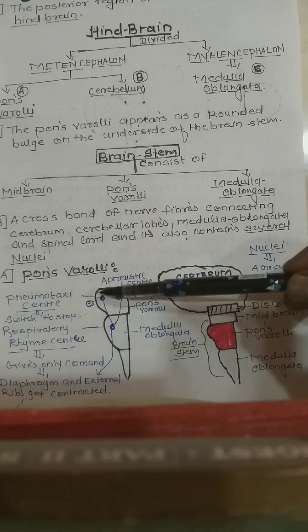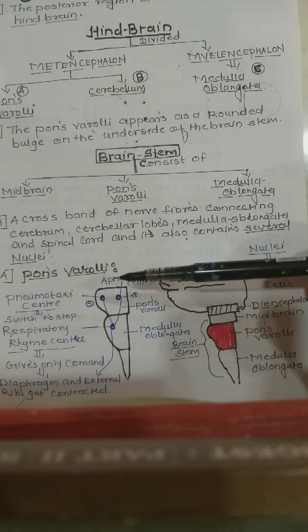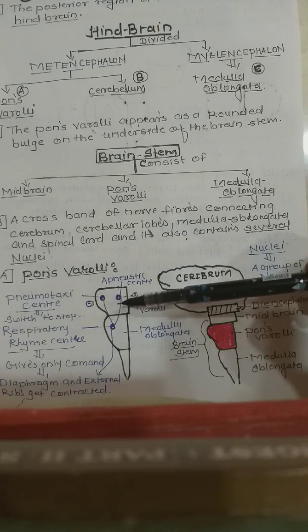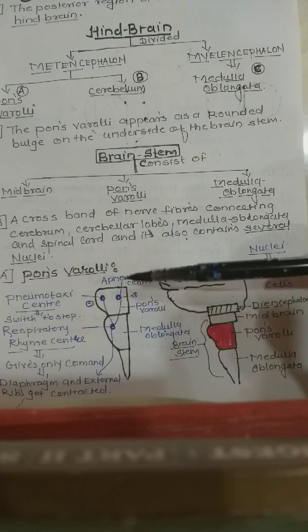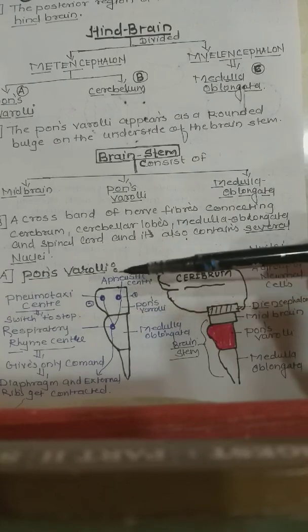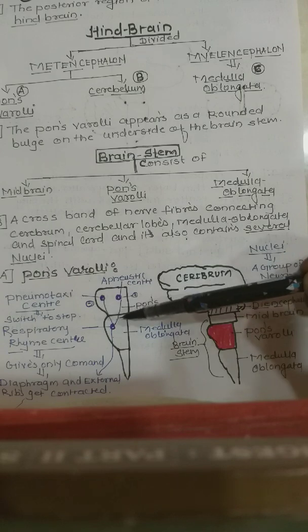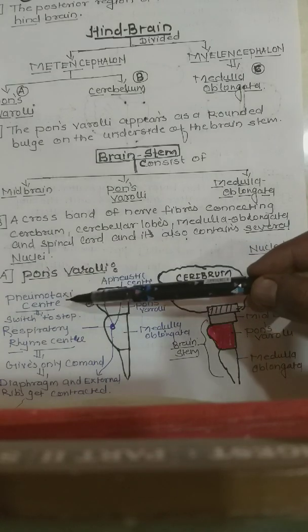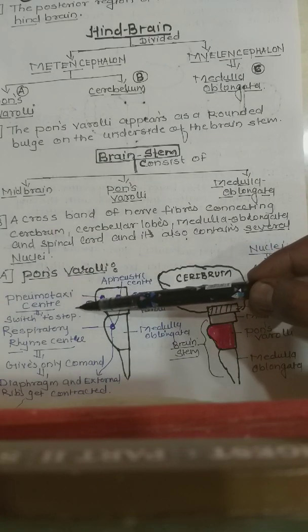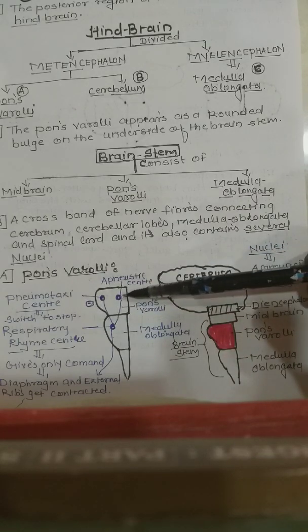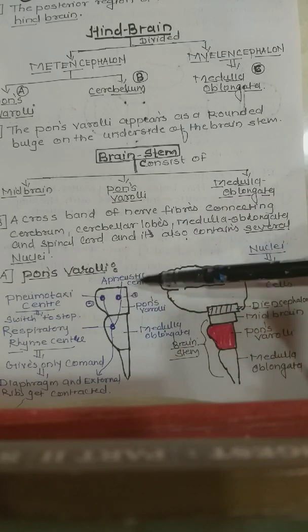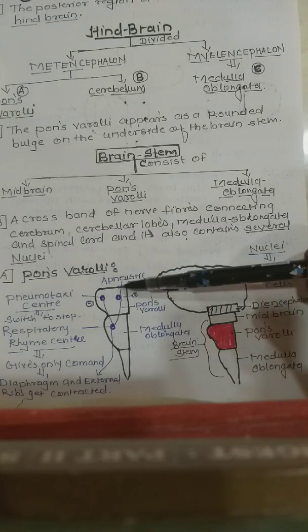There are two main centers present in the pons varolli. This question arises many times in the CET as well as in the NEET. Which are those two centers? They are called the pneumotaxic center and the apneustic center.